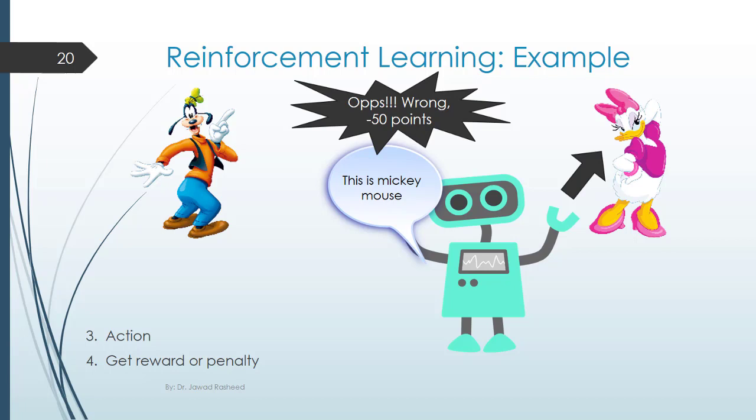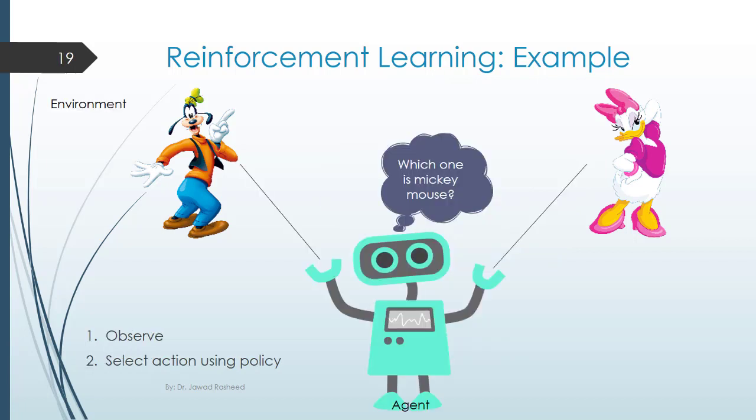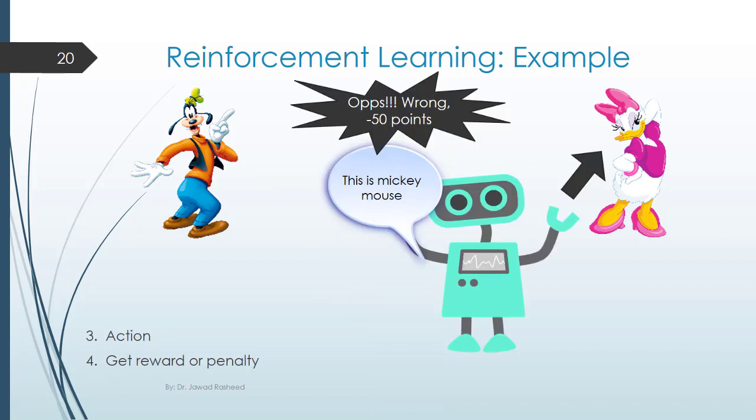So the first step is observing the environment. Second, he has to select an action based on the policy. He selects the action, and the action is the decision, and then there is a reward or penalty on that.